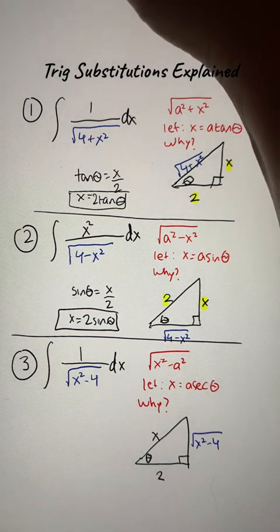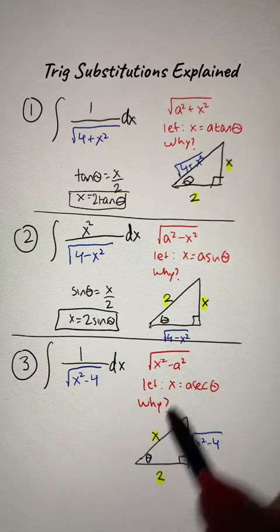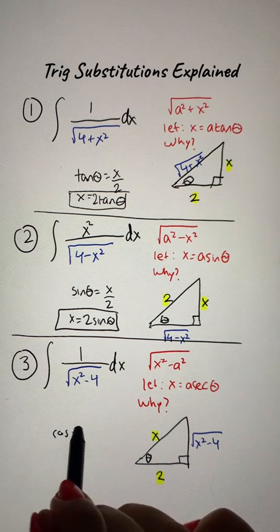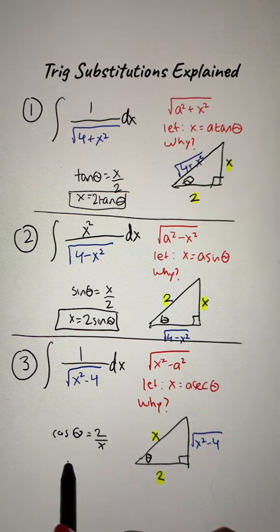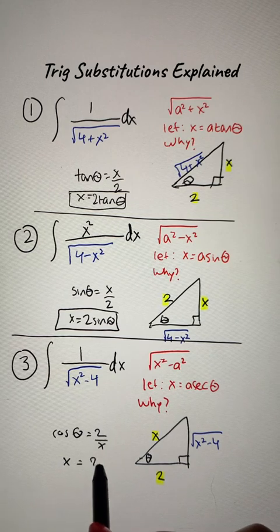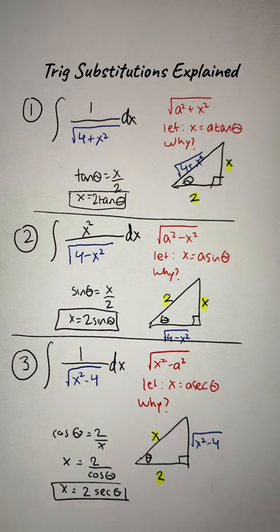So which are the 2 sides that don't have the square root, the x and the 2? Let's make an equation for that. So we have the adjacent and the hypotenuse. So we're going to use cosine. Cosine theta equals 2 over x. And then we're going to solve for x, and we're going to get 2 over cosine. And we know 1 over cosine is just secant, so we're going to get x equals 2 secant theta. And that's where that equation came from, x equals a secant theta.